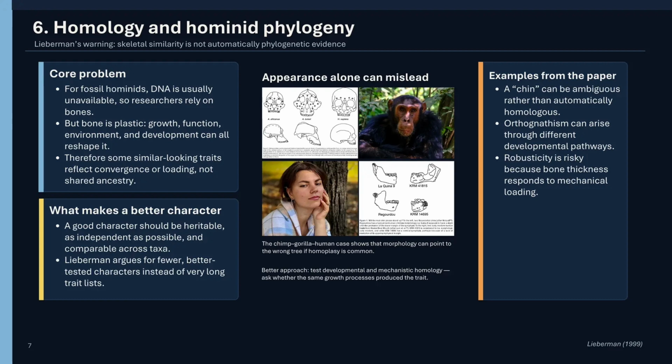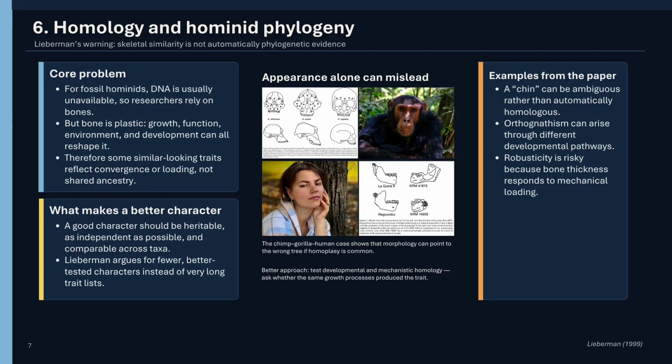It follows, then, that a major problem in hominid phylogeny is character conflict. Different characters support different evolutionary trees. In one cladistic analysis, only about 68% of the characters supported the most parsimonious tree, meaning around 30% conflicted with it. This happens because some similarities are homoplasies rather than true phylogenetic homologies. Homoplasy means a similarity evolved independently, such as through convergence or parallelism.